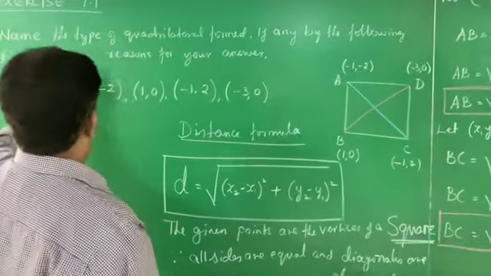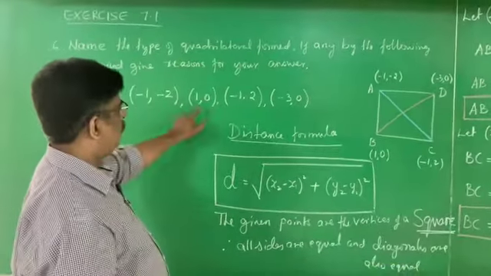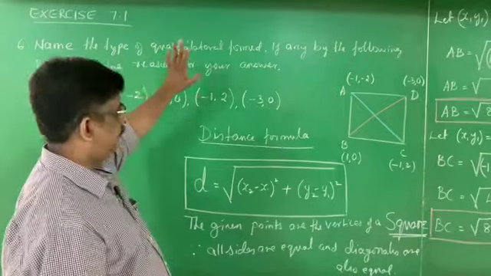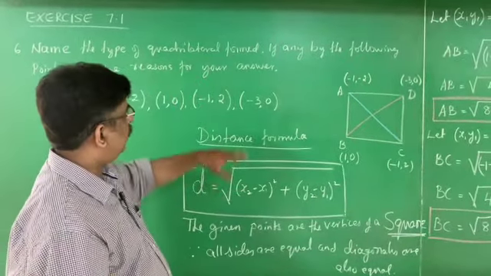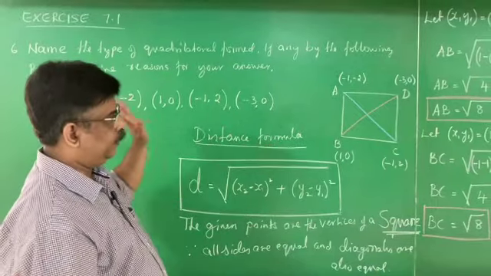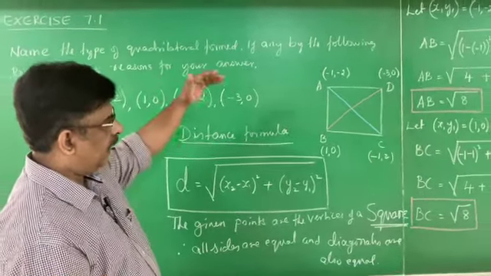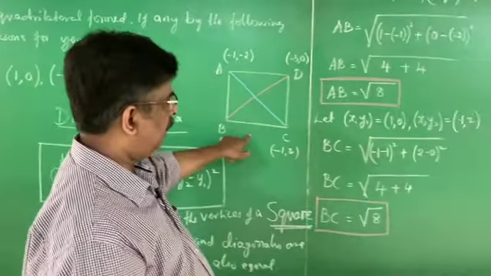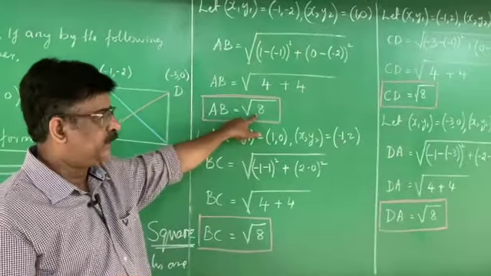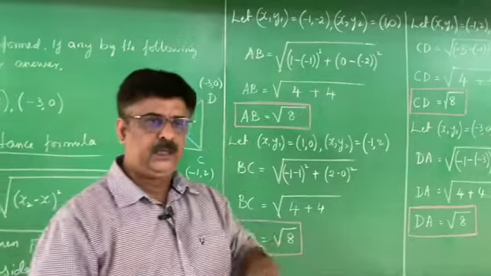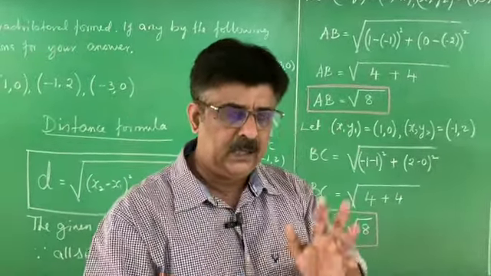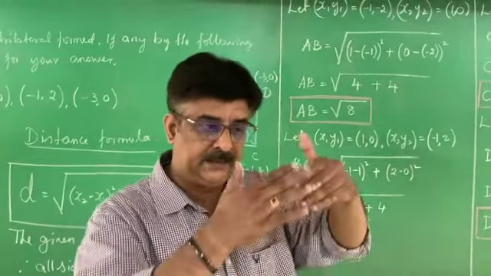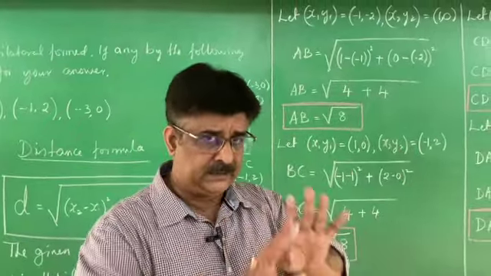I repeat, what they are asking is: 4 coordinates, join them, you get a quadrilateral. What type of quadrilateral is it? To give a suggestion, you have to reason out. I took the 4 vertices and made a quadrilateral, and identified the sides. Each side I got as root 8, therefore all the sides are equal. Then I got a doubt. If all the sides are equal, the quadrilateral may be a rhombus or a square. If it is a square, the diagonals are equal. If it is a rhombus, the diagonals are not equal.